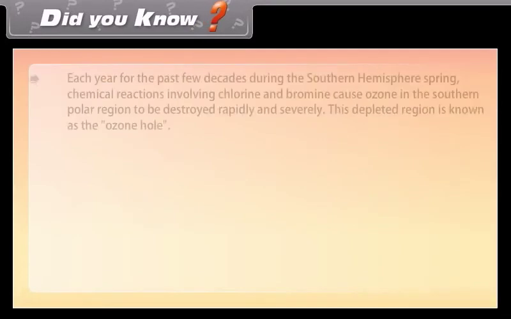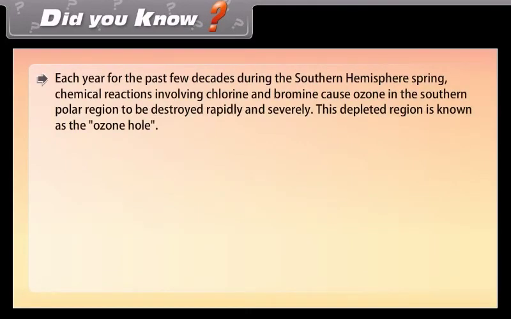Did you know, each year for the past few decades during the southern hemisphere spring, chemical reactions involving chlorine and bromine cause ozone in the southern polar region to be destroyed rapidly and severely. This depleted region is known as the ozone hole.